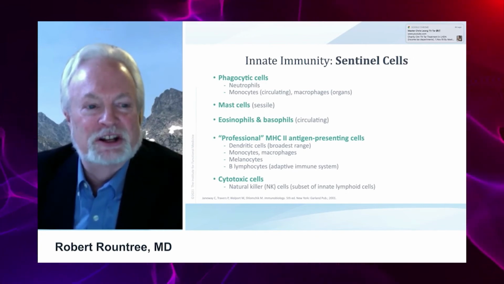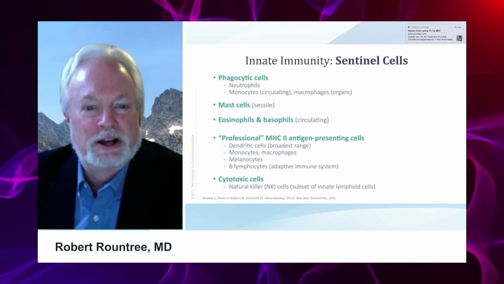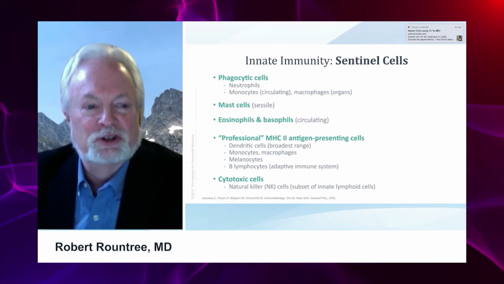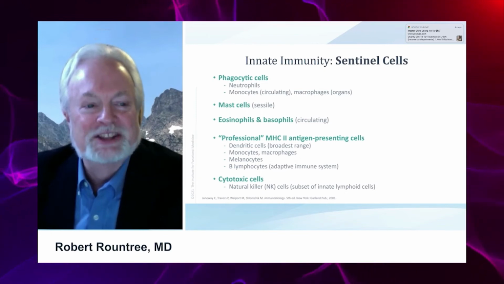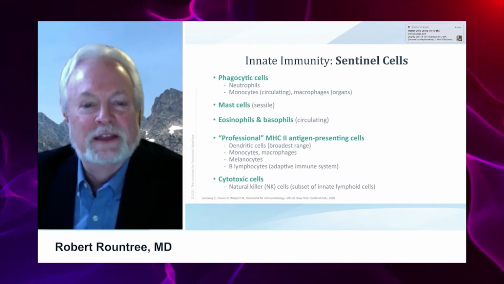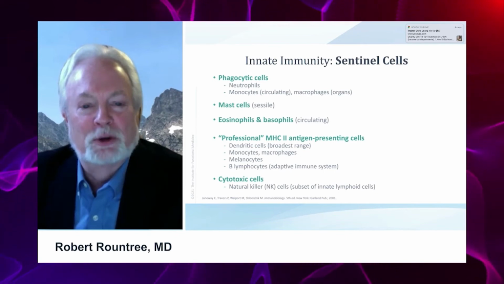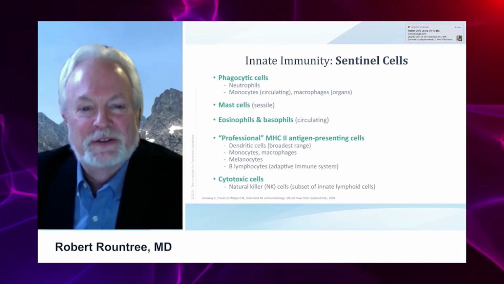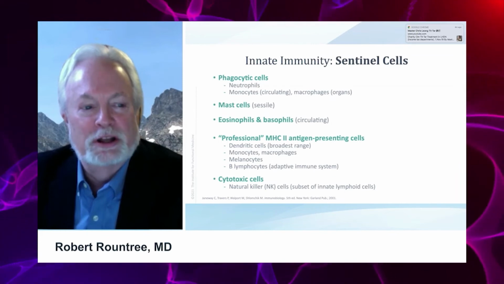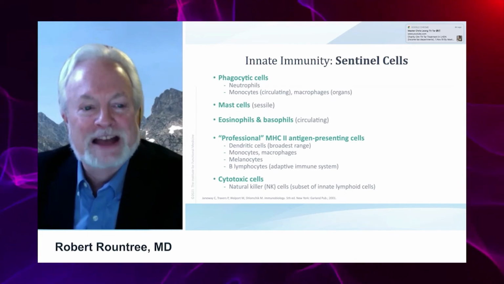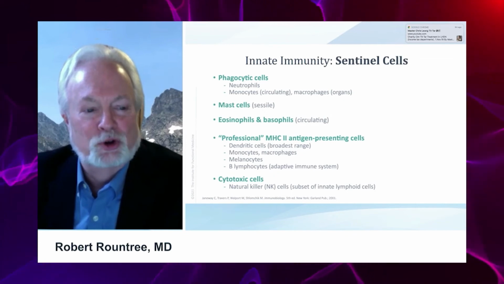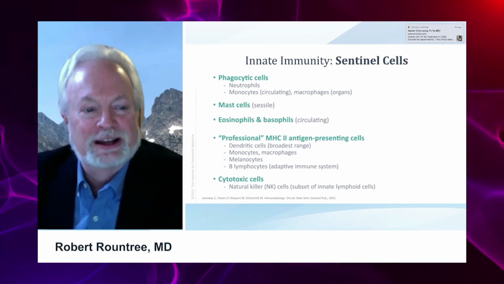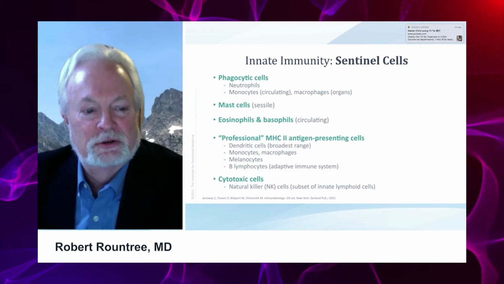And what are these sentinels? Well, they're phagocytic cells, which I've mentioned, neutrophils and monocytes. The difference between monocytes and macrophages is that monocytes are the main cells in circulation. And then when they get transformed into the more active form, macrophages, they're found more in the organs. We have mast cells, which are found in tissue, in the skin, in the respiratory mucosa. And we have circulating eosinophils and basophils.